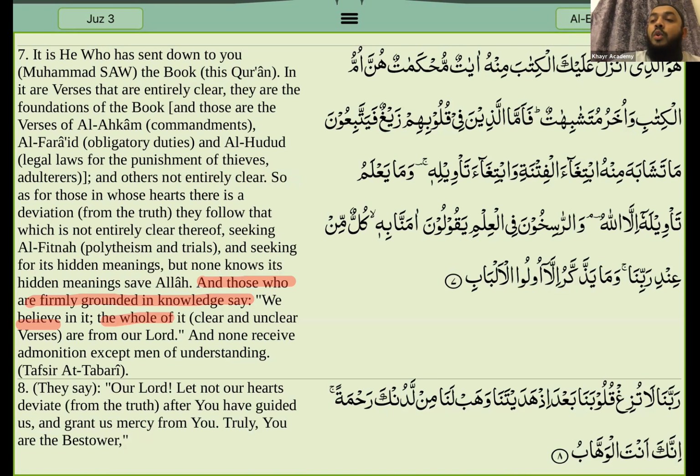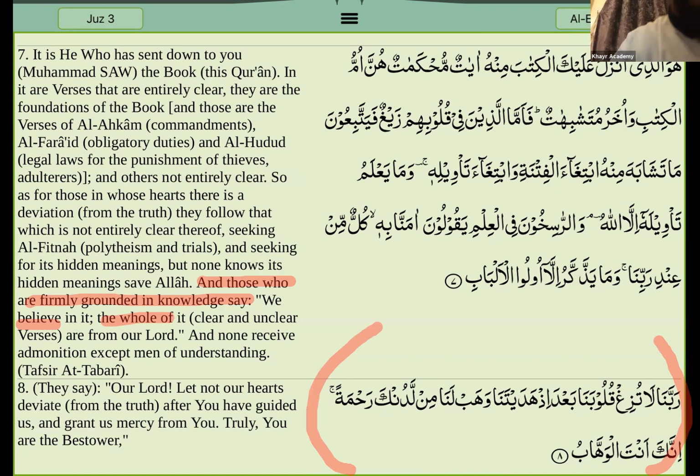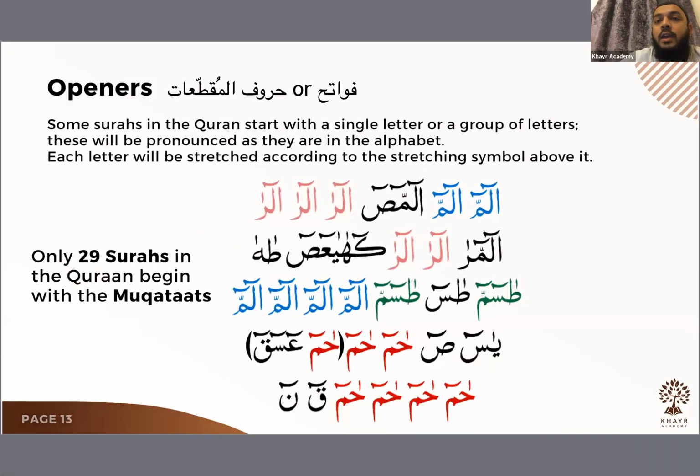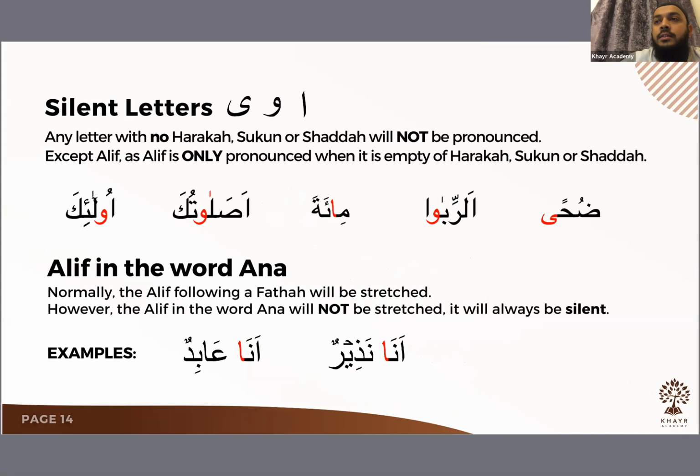And then we should always read this dua, Rabbana la tuzigh qulubana, oh Allah, do not take our hearts away from deen after you have guided us. وَهَبْ لَنَا مِن لَدُنْكَ رَحْمَةً, and give us mercy from you. إِنَّكَ أَنْتَ الْوَهَّابُ, you are the true merciful. So these verses, I know so many people try to explain these verses, but we don't try to understand these verses. Okay, is that clear?